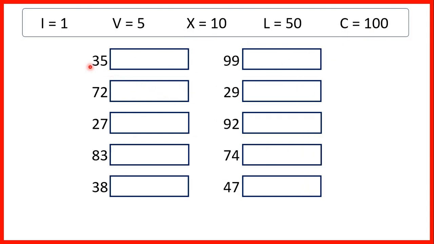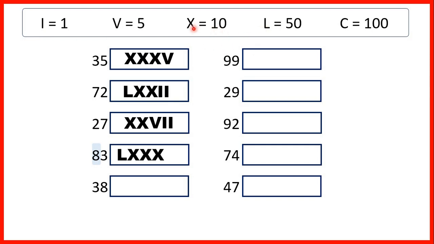So now let's write these numbers in Roman numerals. First, we have 35, so we can take each digit separately. This 3 in the tens stands for 30, so 3 10s is 3 X's. Then 5 is V. Now 72. To make 70, that's 50 and then 2 10s, so L and 2 X's. Then for 2, that's 2 1s or 2 I's. Now 27, 20 is 2 10s, so 2 X's, and 7 is 5 and then 2 1s, so V and then 2 I's. 83, 80 is 50 and then 3 10s, so L and then 3 X's, and then 3 they made with 3 I's.